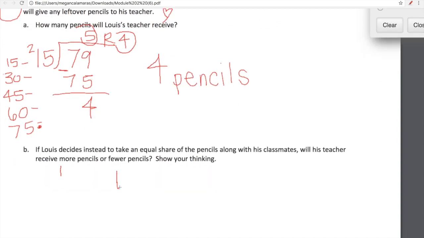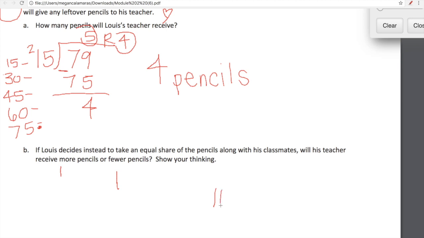So he is going to include himself. He's going to include himself in the sharing. He is going to now spread these 79 pencils across 16 kids. So now we have to think, how many 16s go into 79? It's not as easy to count by 16s, so let's round 16 to 20 and let's count by 20s to think of a reasonable estimate for how many 16s live inside 79.